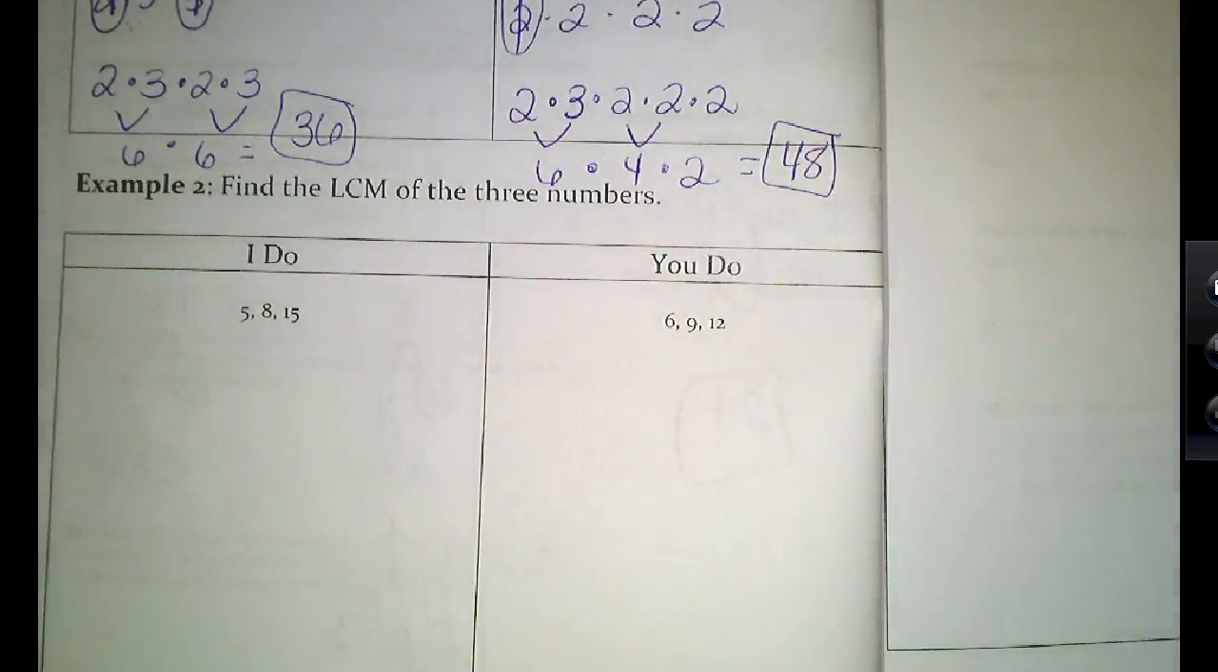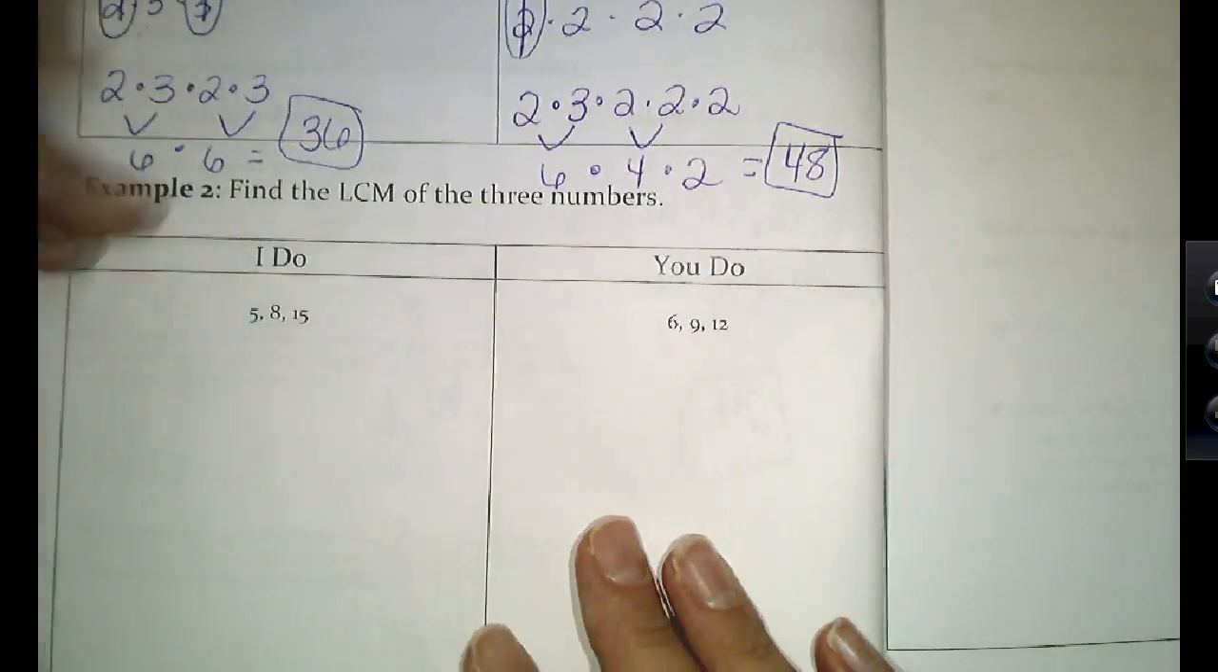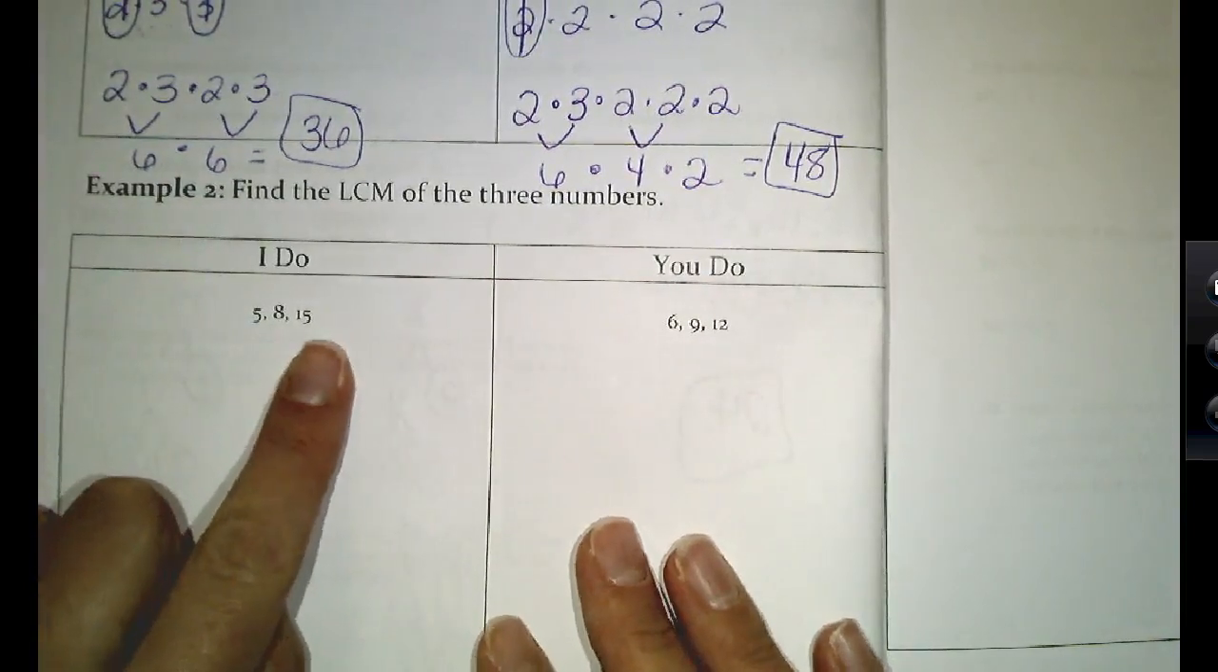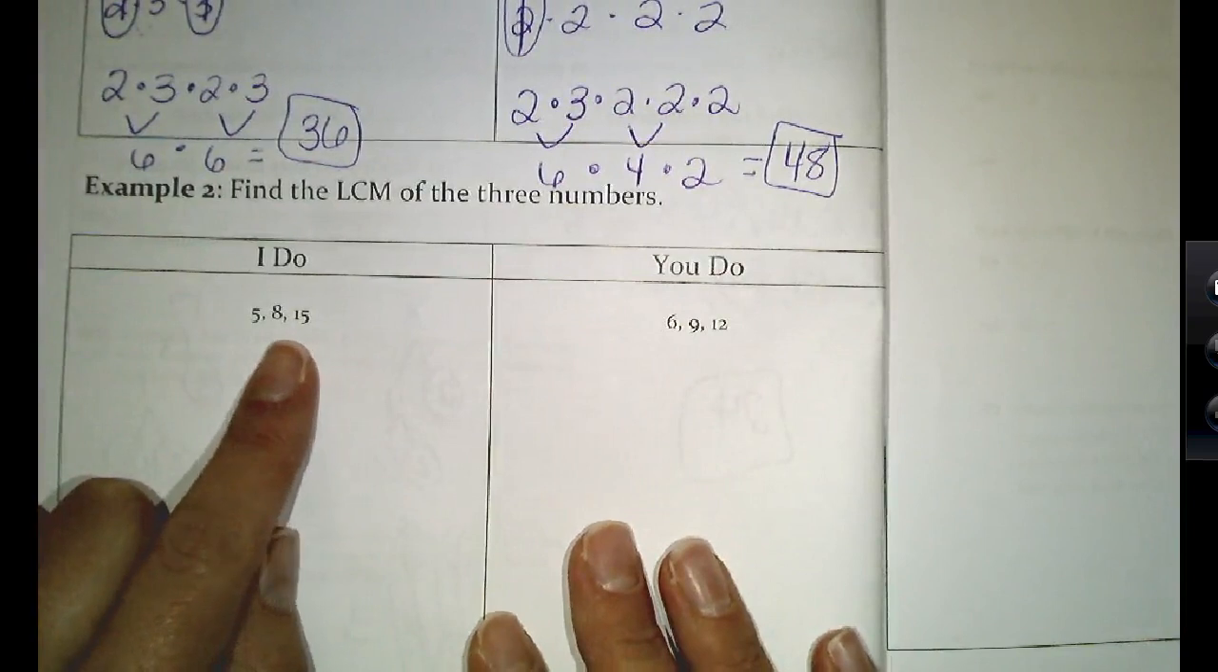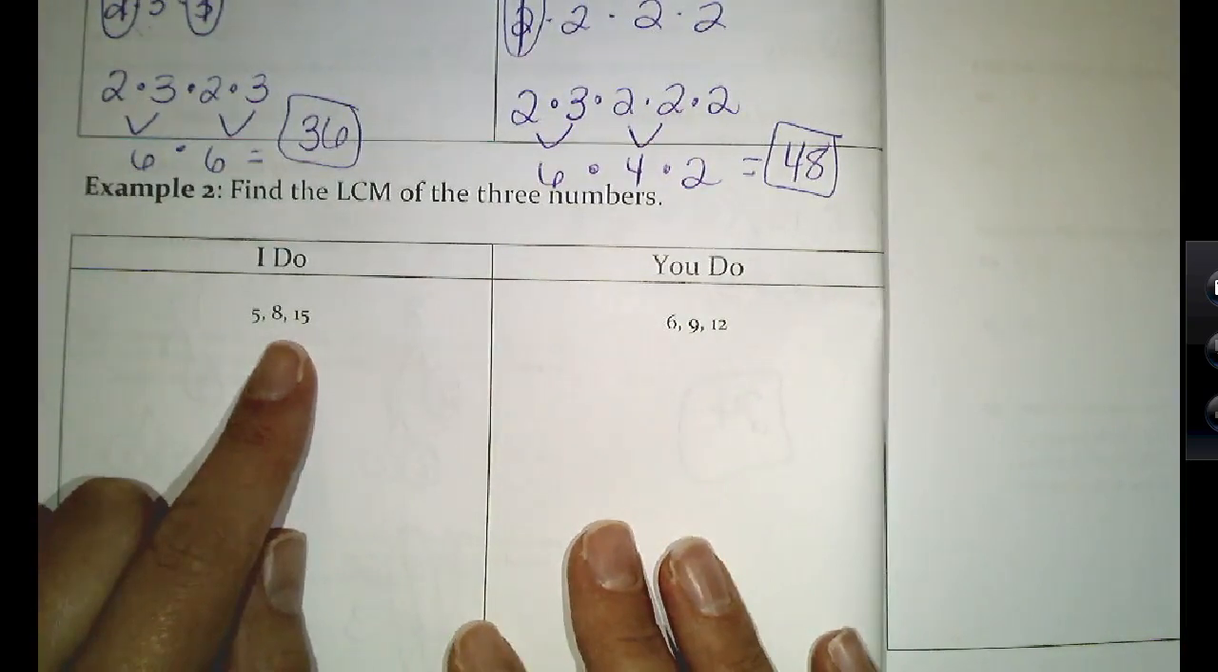And we have to find the least common multiple of 3 numbers this time. If you're finding the least common multiple of 3 numbers, we're going to go about this process the exact same. We're going to make a factor tree for 5, 8, and 15. Which one of those doesn't even need a factor tree? 5. How come? It's prime.